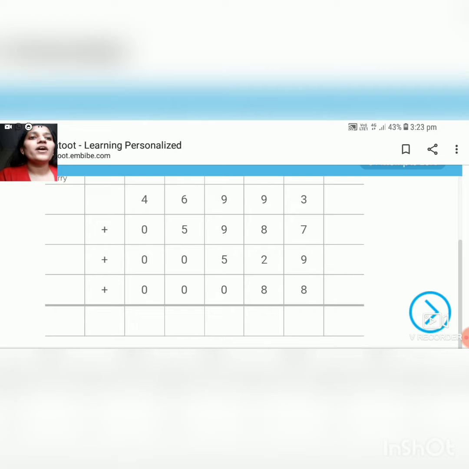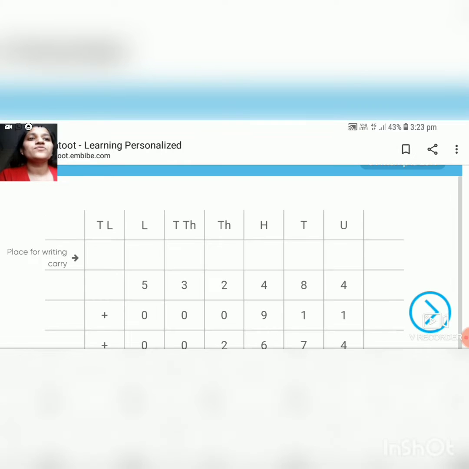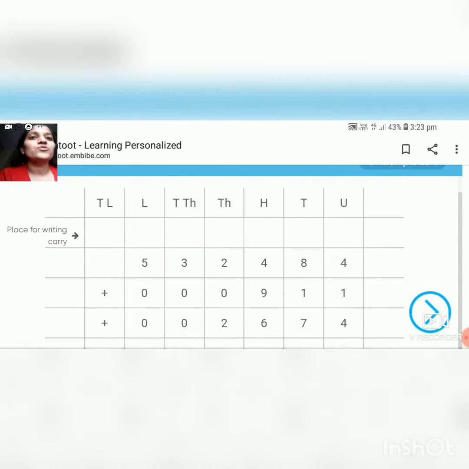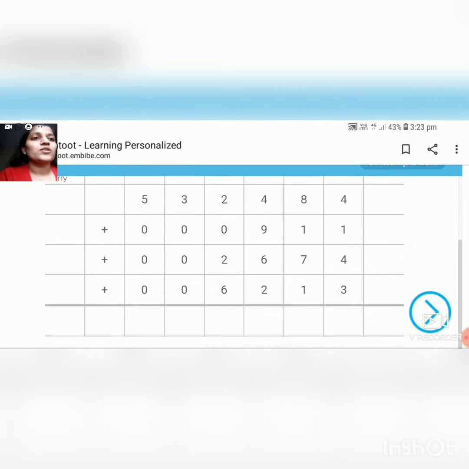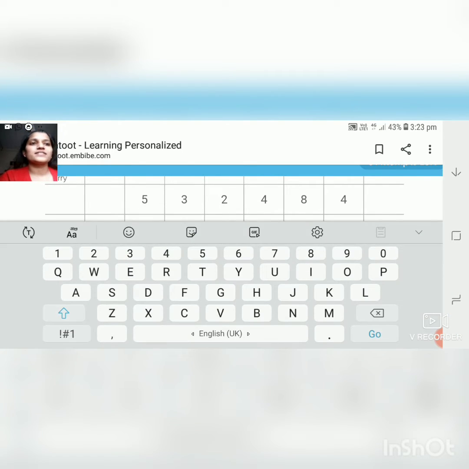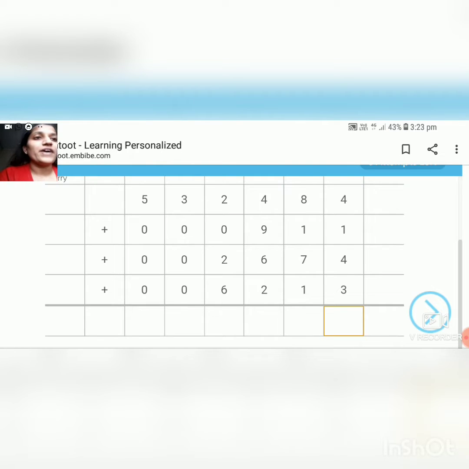Okay, students, if you have any problem related to the Funtut app, you can mail me on my mail ID. This one example also we are going to solve because it has the lakhs place also. So let's solve it. This is the last example which we are solving. Then we are going to see the properties of addition.